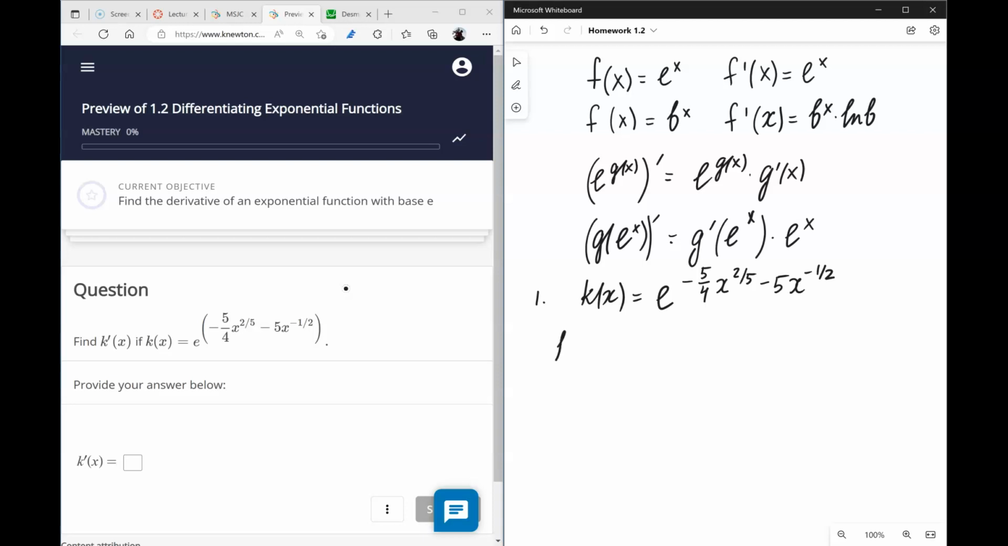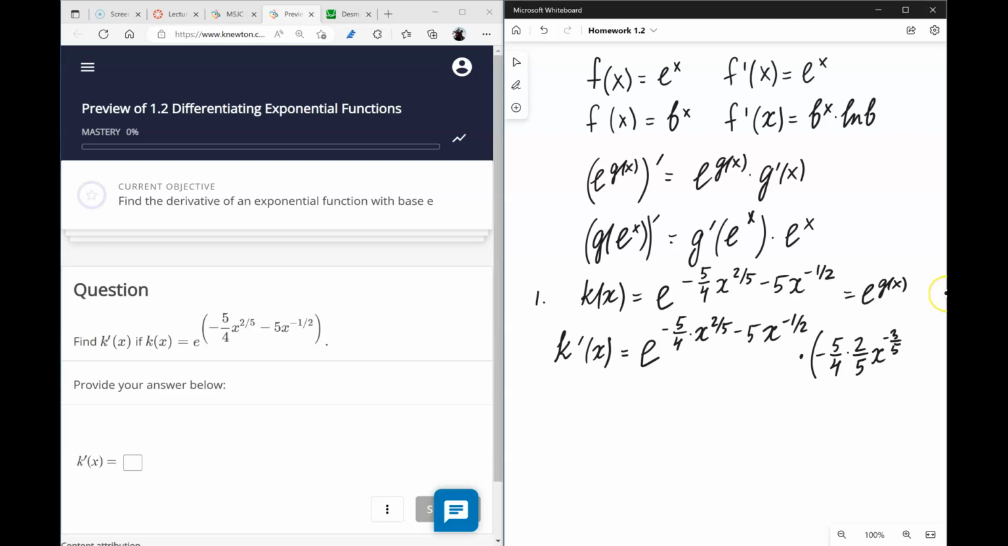And to find the derivative of k, we're again going to acknowledge that we have e to the power g of x. So the derivative of k will be the function itself, e to the power g of x. But we also have to multiply by the derivative of that g according to the chain rule. So we're going to multiply by the differentiation of that exponent.